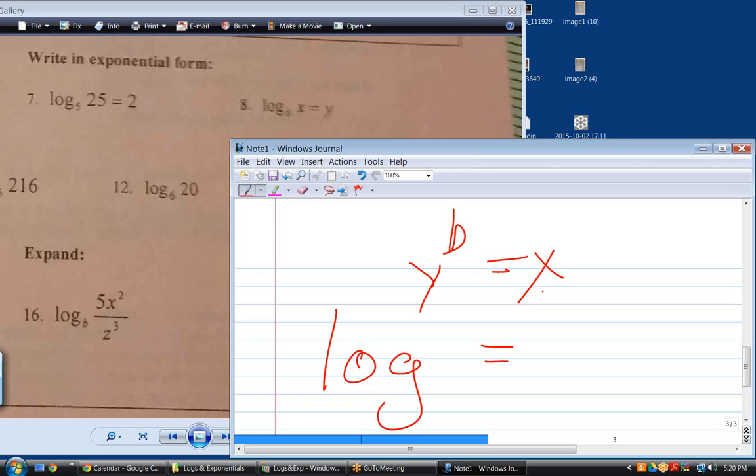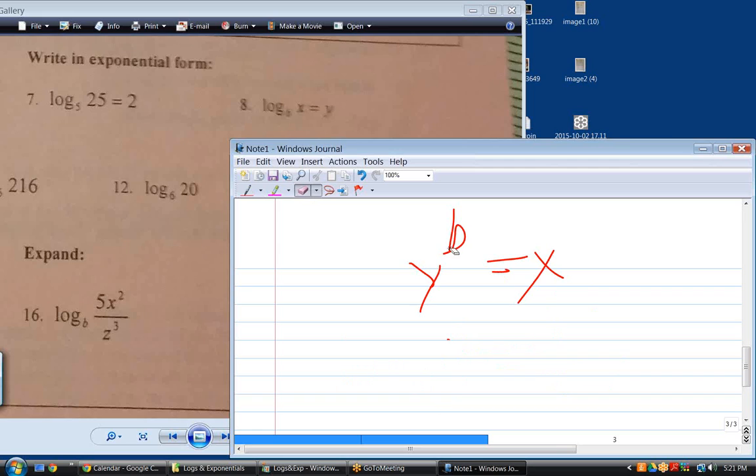It would be b. Yeah. So b goes there. Now what goes in the little circle and what goes in the big circle? Y goes for the base. And the only thing left is that. So if you're having difficulty with these, just do the right side first, and then the rest of it will kind of solve itself. Okay?